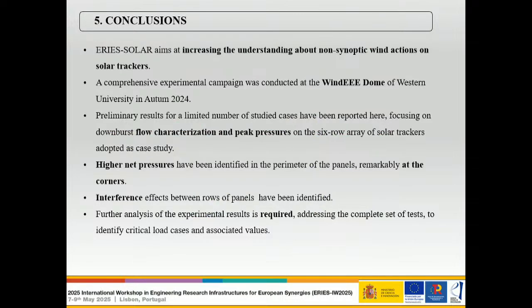And just to conclude, we are at the very beginning, but we are increasing the understanding that we have about how the downbursts can be impacting these solar panels, finding that, of course, there is a strong loading on the panels associated with the downburst, but we also have to dive a little bit deeper into the results in order to understand the potential interference between one panel and the others. I think this is all for now. Thank you very much.